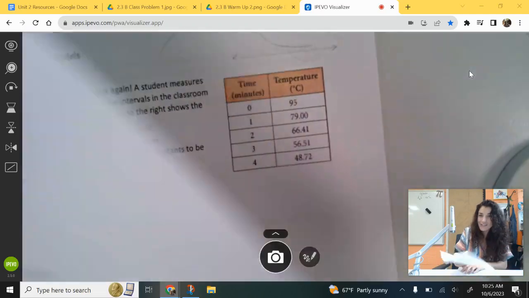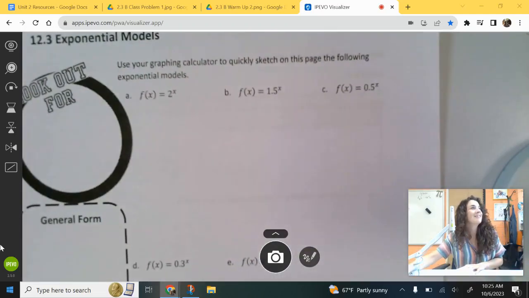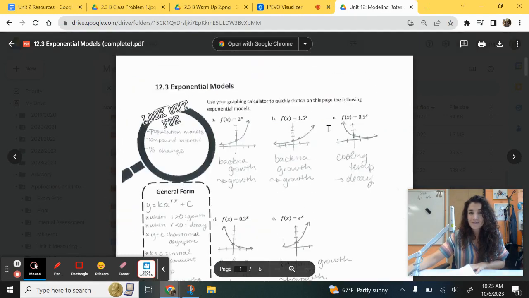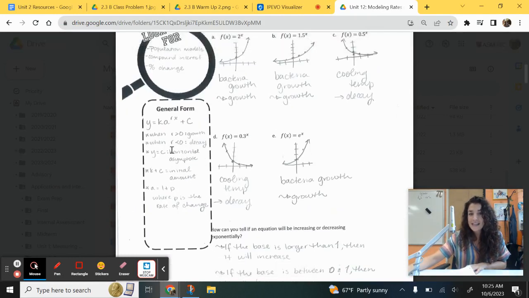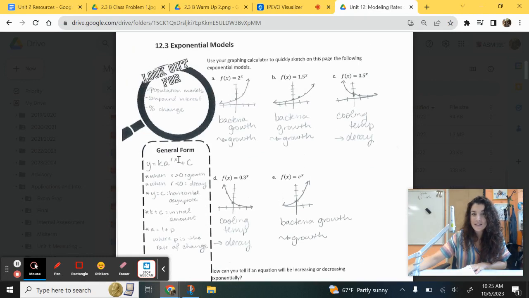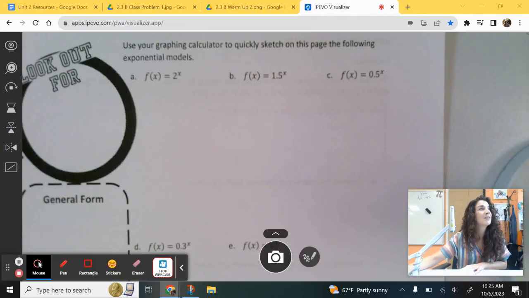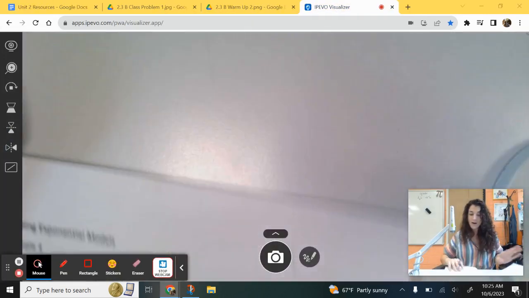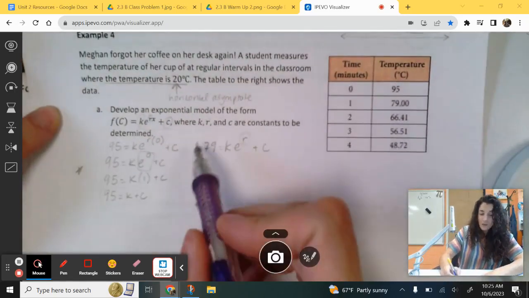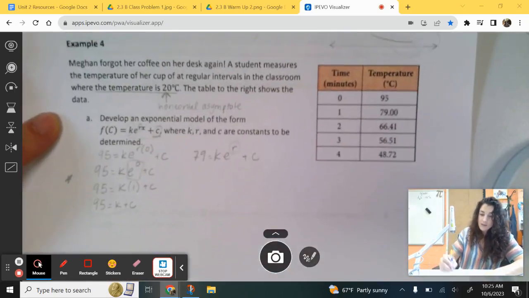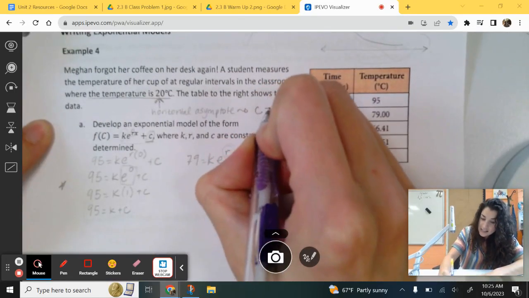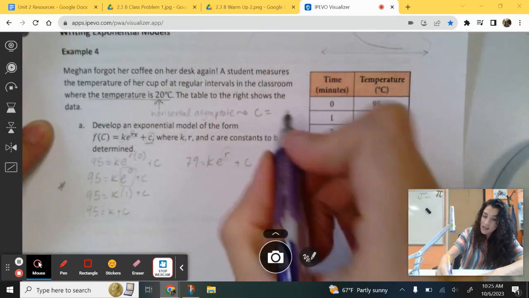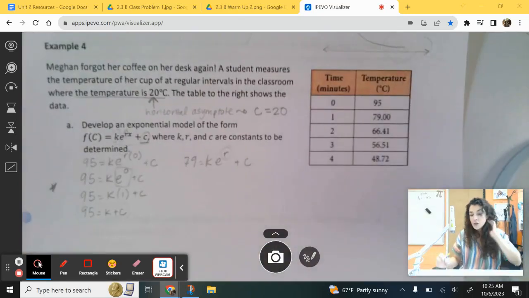If you don't remember, you go back to the first page, which is not written here. So let me grab my completed version that I have right here. If we remember, C is our horizontal asymptote, right? A plus C. So you can go up to here, plus C. That plus piece at the end is our horizontal asymptote. So that means for this one as well, C will be our horizontal asymptote. So that tells us that if the temperature is always approaching 20, C is equal to 20, which is super helpful.